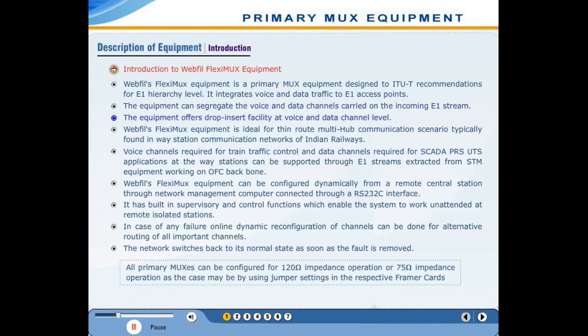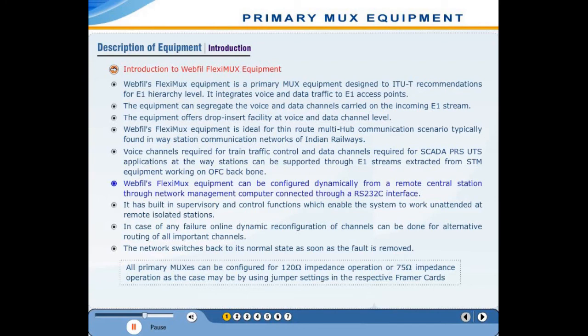The equipment offers drop insert facility at voice and data channel level. WebFill FlexiMUX equipment is ideal for thin route multi-hub communication scenario, typically found in way station communication networks of Indian Railways. Voice channels required for train traffic control and data channels required for SCADA, PRS, UTS applications at the way stations can be supported through E1 streams extracted from STM equipment working on OFC backbone.